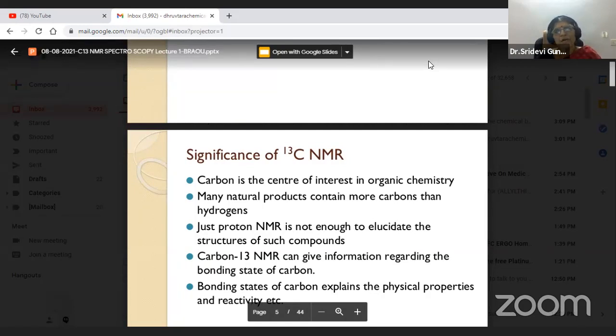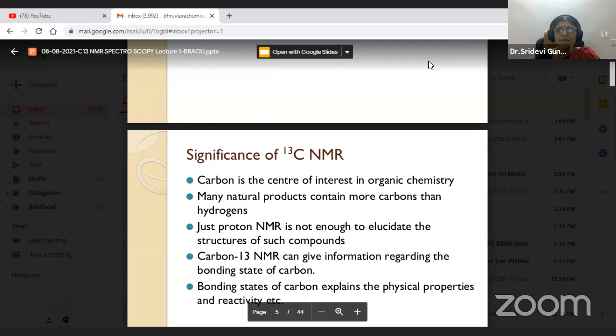As you all know, carbon is the center of interest, is it not? Without carbon, there is no organic chemistry at all. From C13 NMR, we can directly observe the carbon skeleton. Whereas from proton NMR, what do you observe? You observe the structure, but indirectly. You observe protons which are attached to carbon, so we know the framework only indirectly.